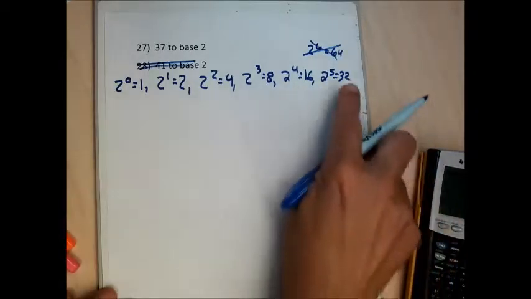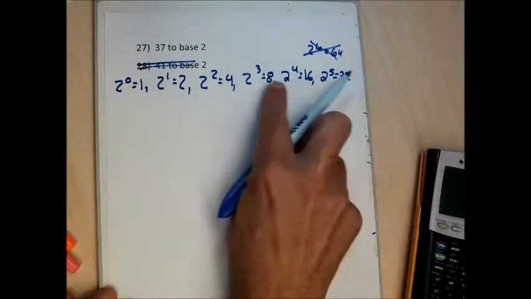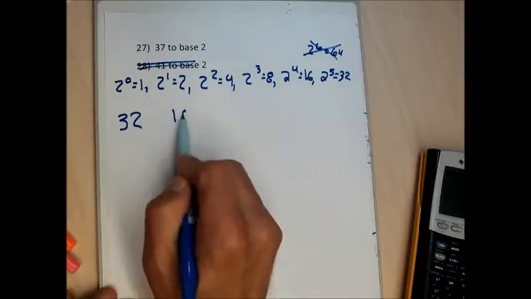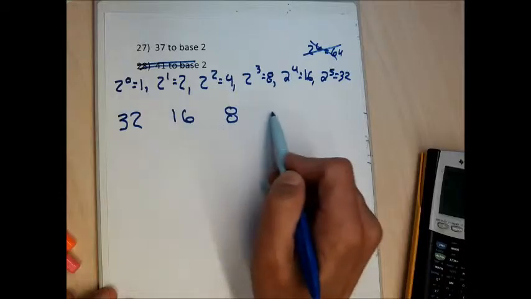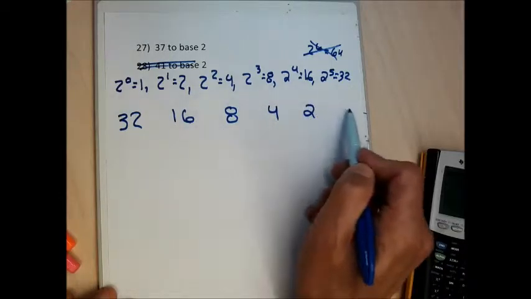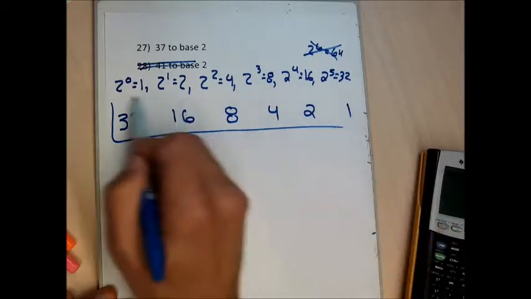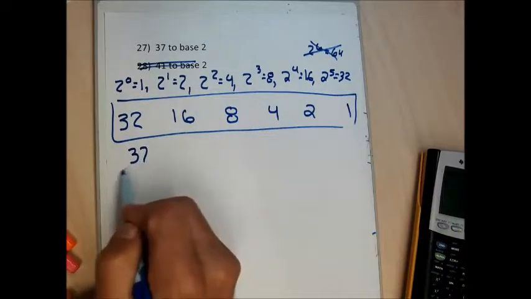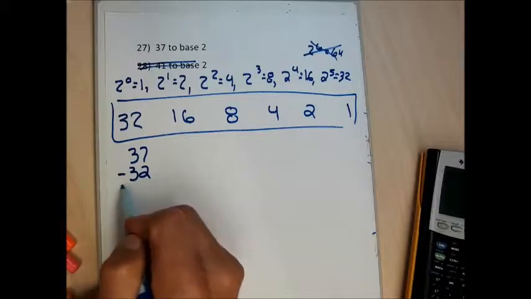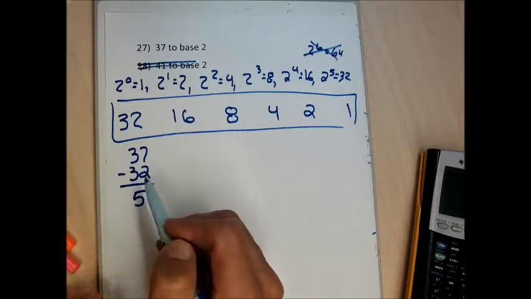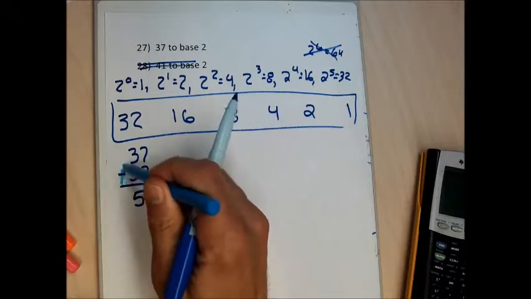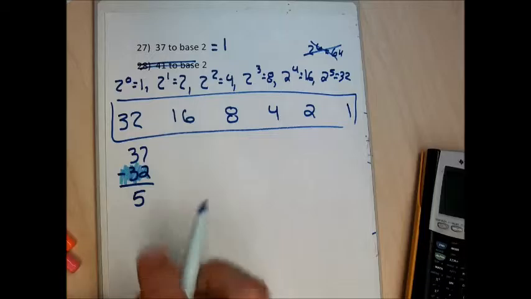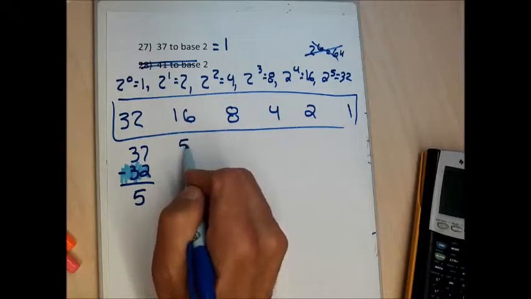So I'm going to take these powers and write them backwards: 32, 16, 8, 4, 2, and 1. And I'm just going to start subtracting. First subtraction, I'm going to go 37 minus 32. I can do that in my head. That's a 5. That's less than 32. I'm done subtracting 32. In my answer, I'm going to get the number 1. I'm going to carry the 5 over to the next column.